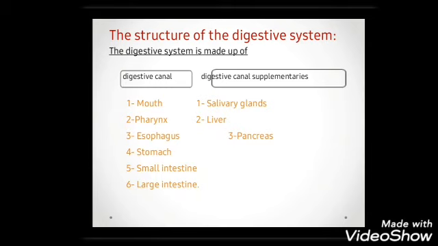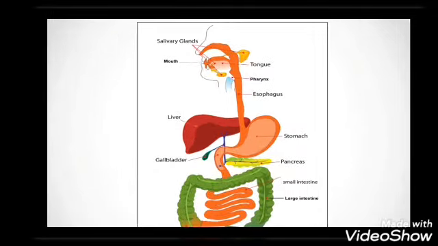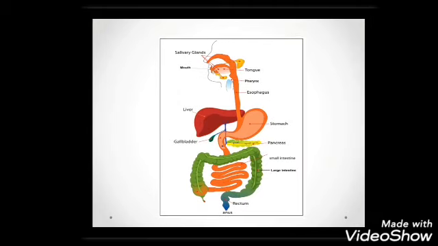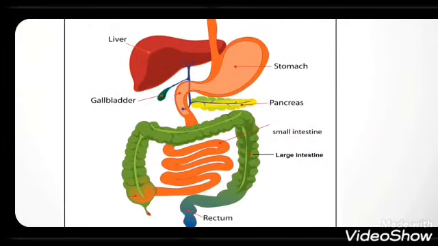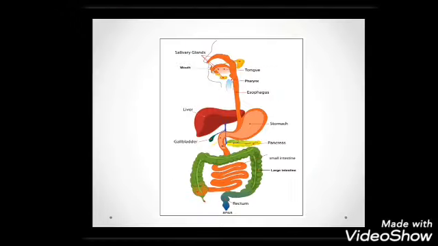So the organs in the digestive canal, number 1, mouth. Number 2, pharynx. Look at this picture and we will see the organs in this picture. Number 3, esophagus. Number 4, stomach. Number 5, small intestine and large intestine. The orange one, small intestine, and the green one, large intestine.